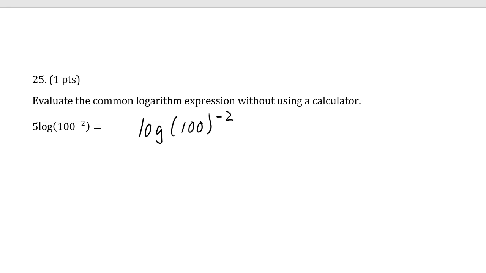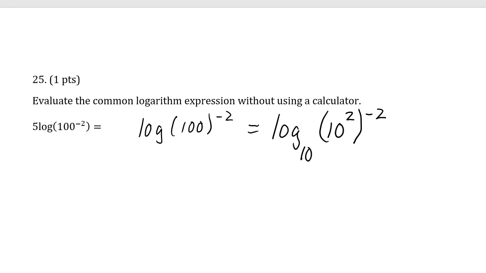One way is to recognize that the base of this is in fact a 10, and that this is 10 being raised to the second power, the 100, being raised to the negative 2. When the base and the answer part are powers of the same number, you'll get the power. But what is the power? And I'm not talking about the power that the log is equal to. I'm talking about the power on the answer part.